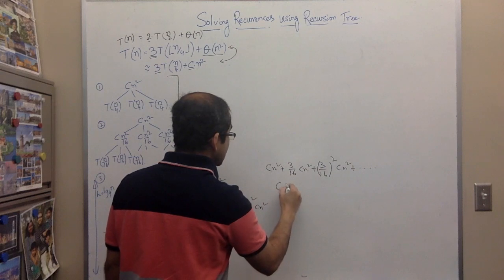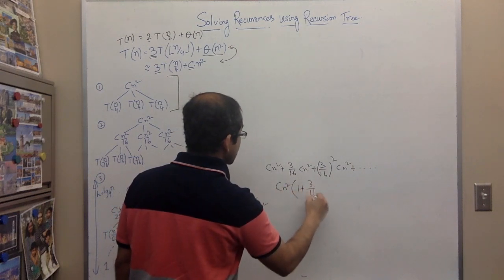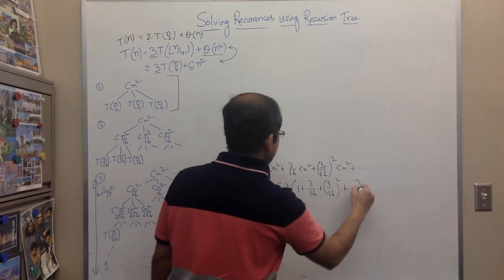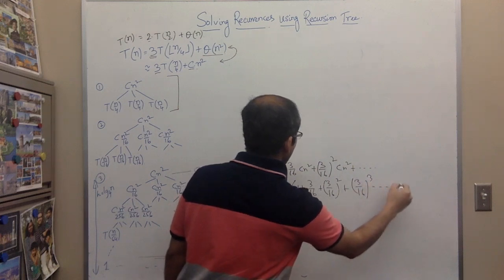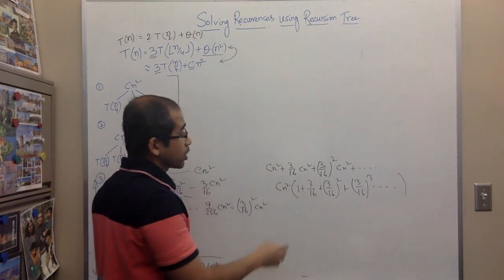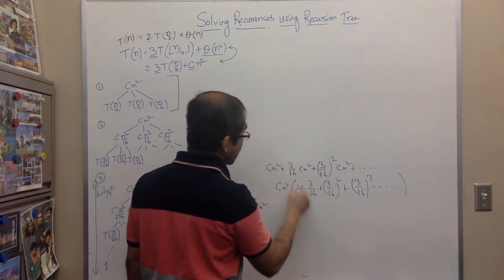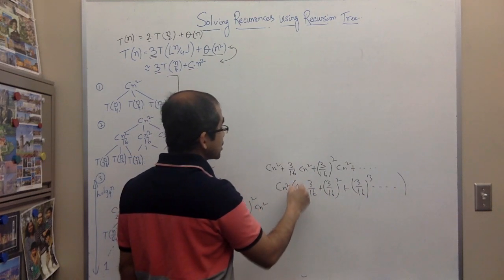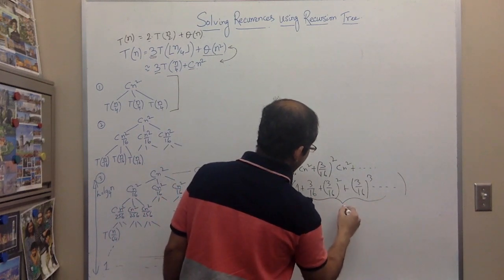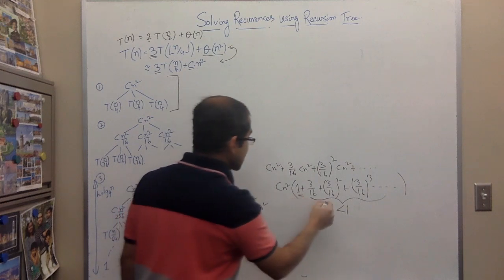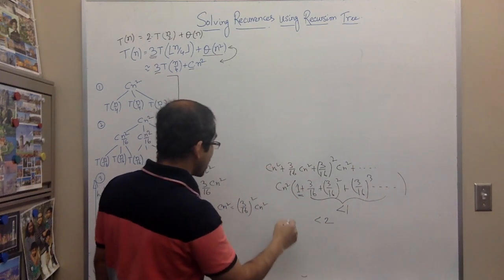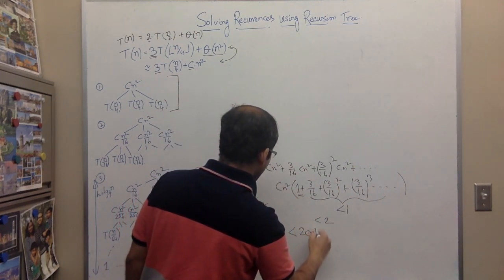Okay, so if we take Cn square outside, it is 1 plus 3 by 16 plus (3 by 16) whole square plus (3 by 16) whole cube, and in that way it will go on. Whatever the value, you can see this is a decreasing series, so this is 1 plus something, but this part will be less than 1. So together this is less than 2, and we can say that this part is bounded by 2Cn square.